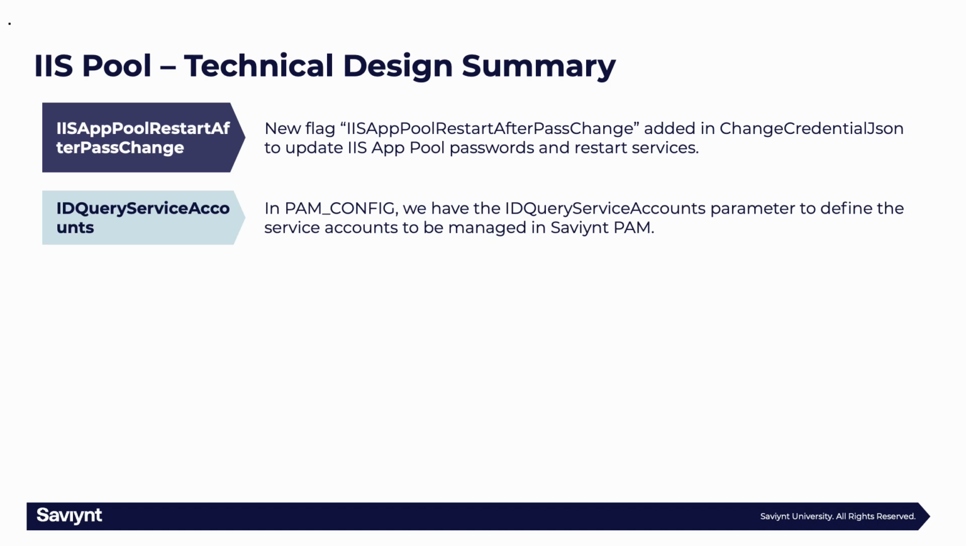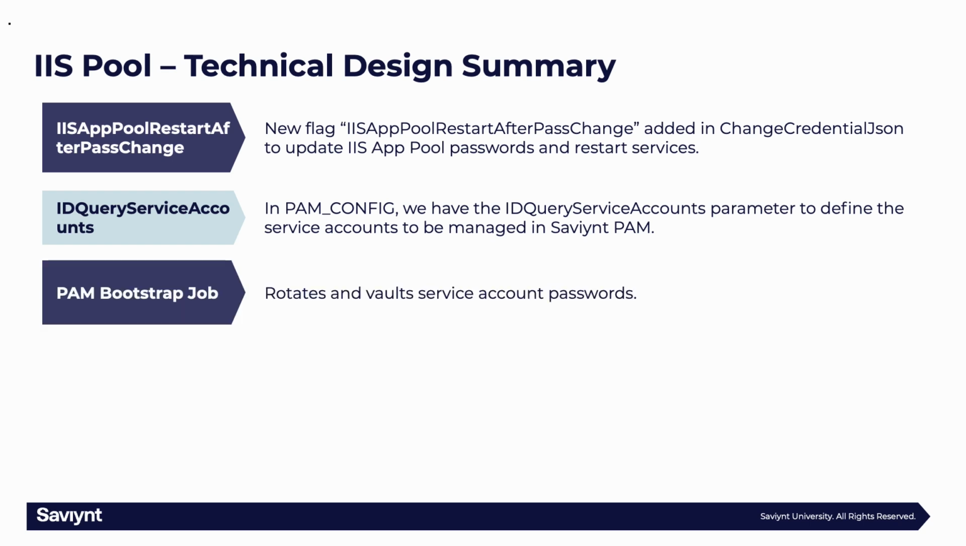In the PAM config JSON, the parameter IDQuery Service Accounts defines which service accounts should be discovered and managed by Saviynt PAM. This allows users to specify exactly which accounts to include in automated password rotation and management workflows, providing both control and flexibility.